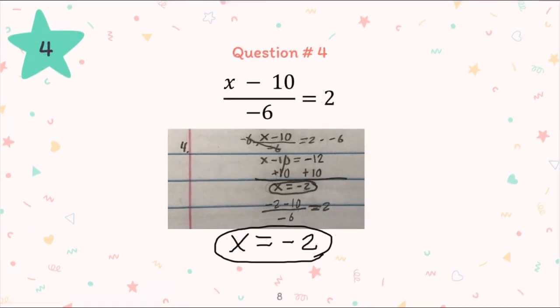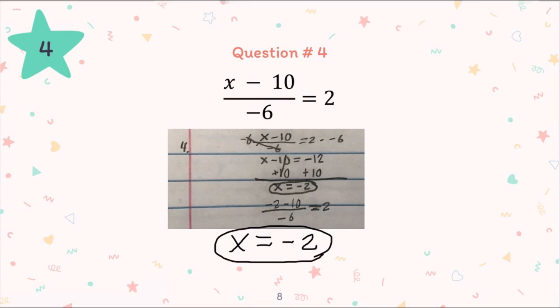For this problem, the equation is (x - 10) / -6 = 2. Since we want x - 10 by itself, we multiply by negative 6, and they cancel each other out. Now we do it on the other side, which is 2 times negative 6 equals negative 12. So now we know that x - 10 equals negative 12.